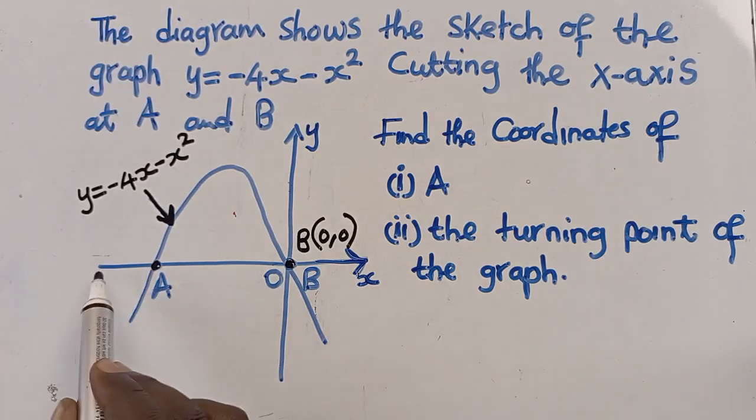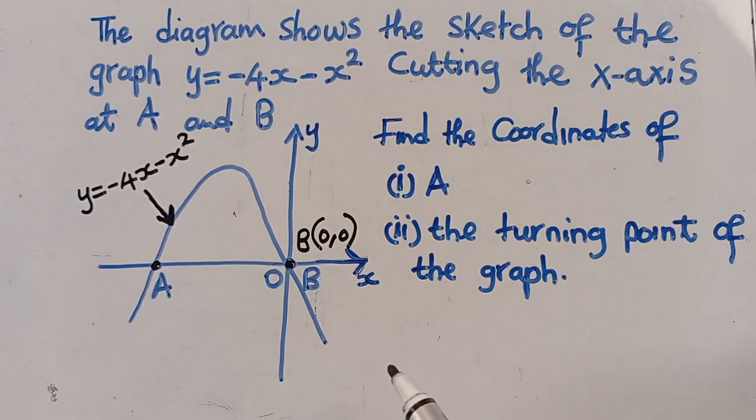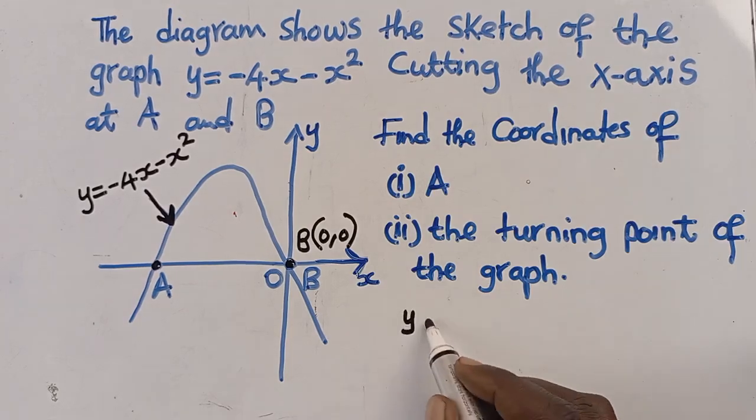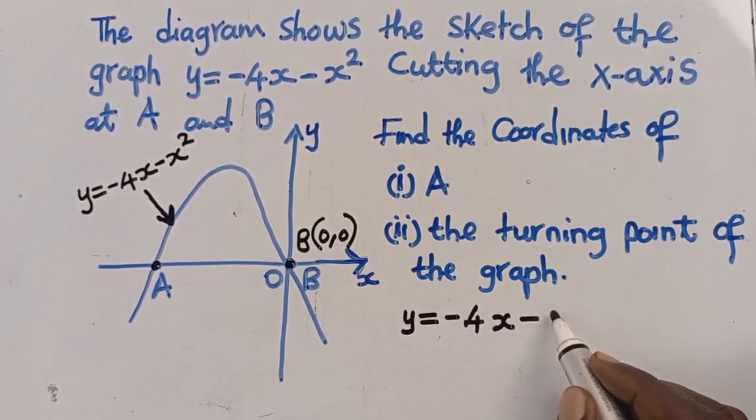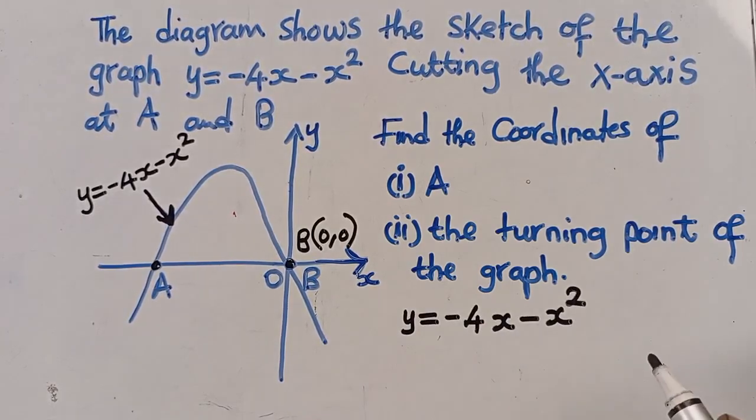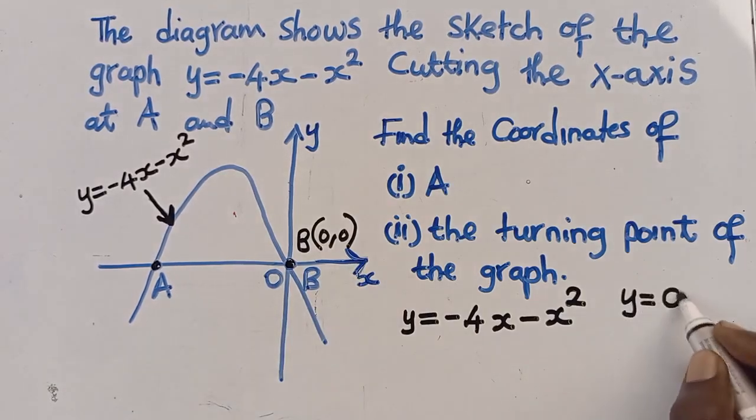You need to understand that this is the x-axis, and on the x-axis, the value for y is 0. In other words, we are going to get this particular equation: y is equal to negative 4x minus x squared. This is what we have. Then you now need to understand that since we are dealing with a coordinate that is on the x-axis, y is equal to 0.